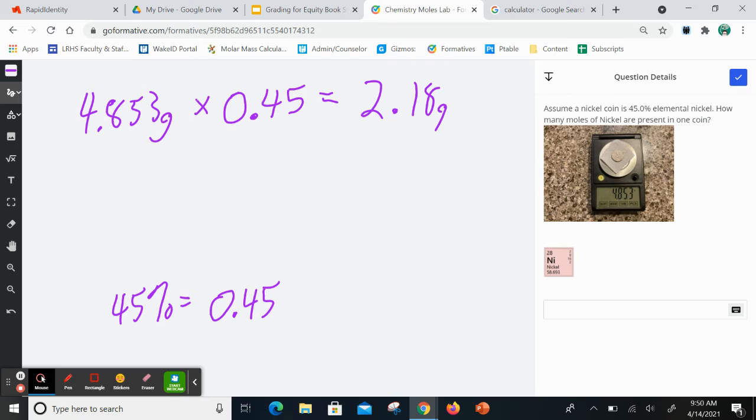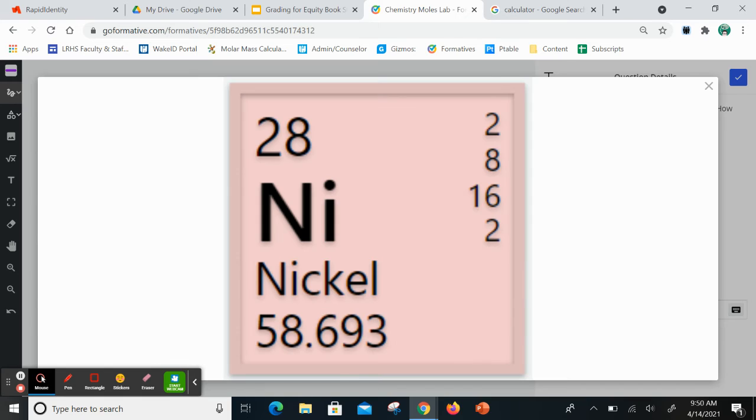And then the question is, how many moles is that? So if we have 2.18 grams and we've got to get to moles, we're going to need to divide by this number, right?